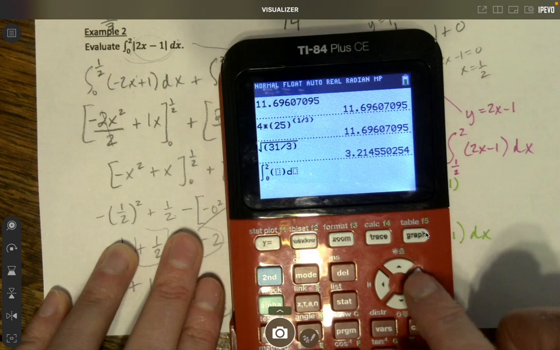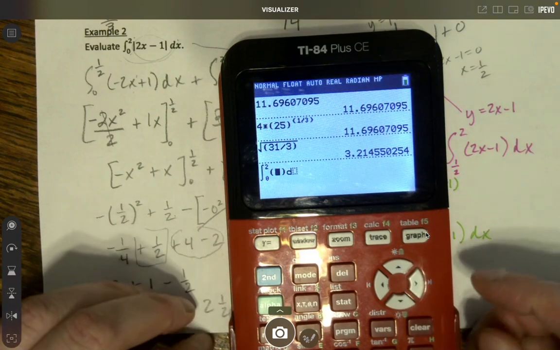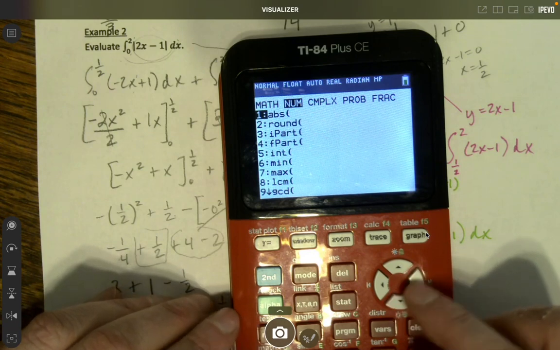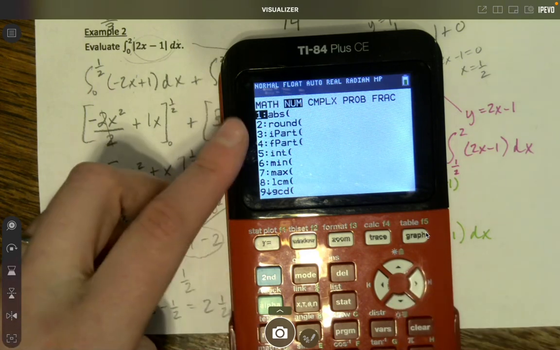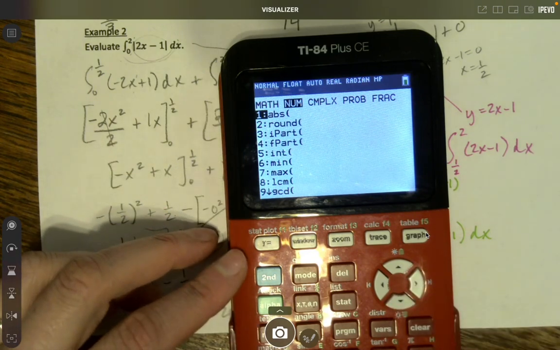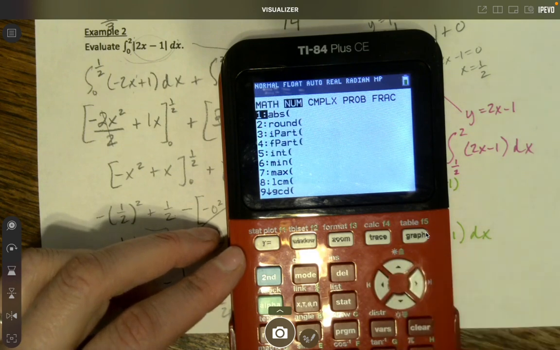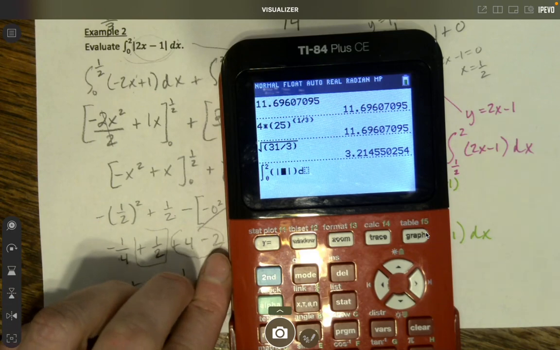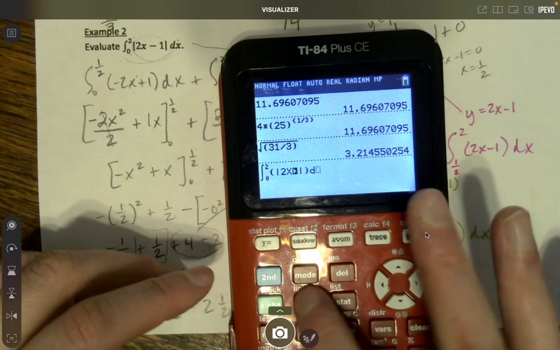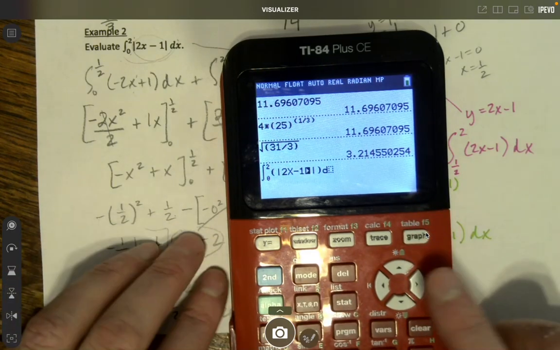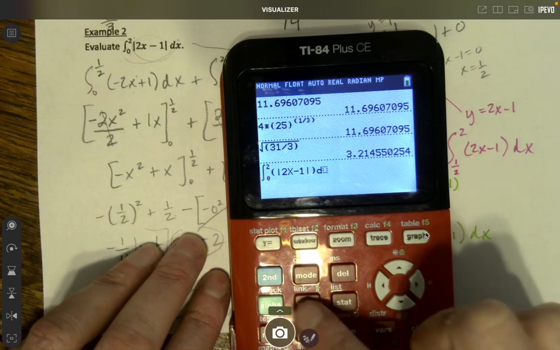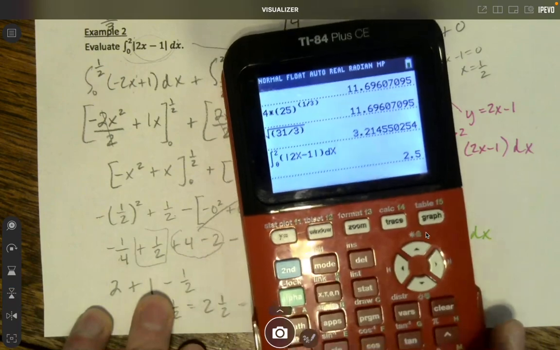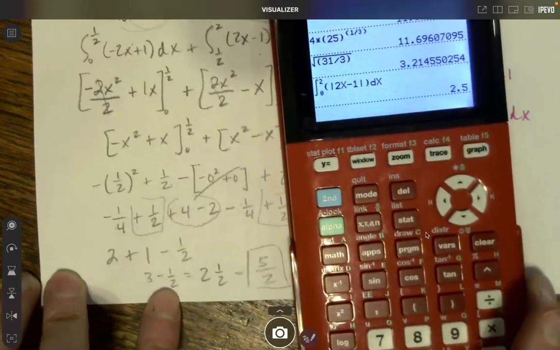And then inside here, I needed absolute values. So I think those are under math, but it's been a while. There's my absolute value right there, number 1. So under math, and then under number, I found that. So I'm going to press enter again. Now I've got my absolute value signs, and I had a 2x minus 1. Okay. And then this needs to be dx, and then I'm going to press enter. 2.5. So really cool that we could check our answers like that.